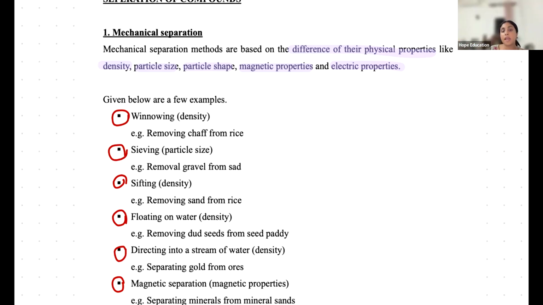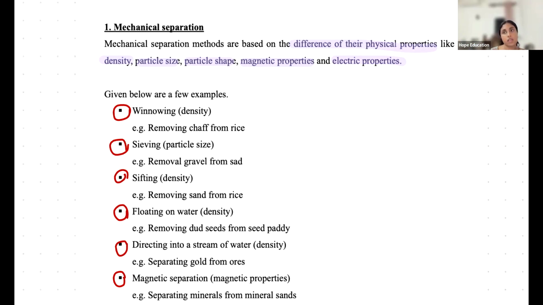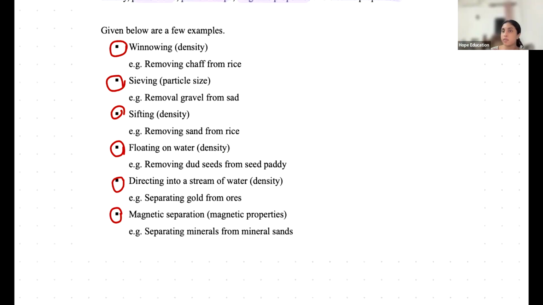Then particle shape, magnetic properties, electric properties, all of these we can use to separate components. That method we call mechanical separation. Okay. So find some photos or something for these. Photos would be better. Okay. Then we'll discuss it next week.